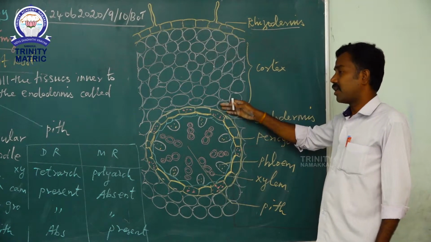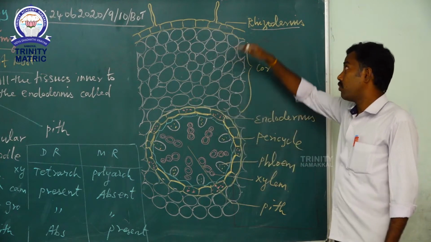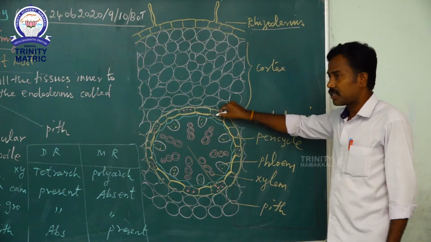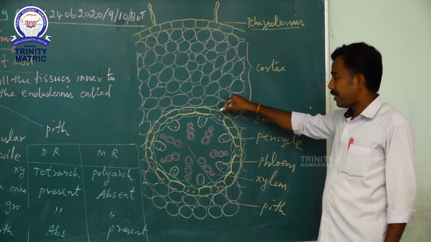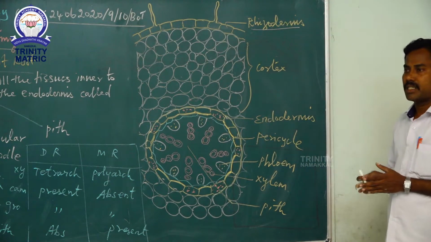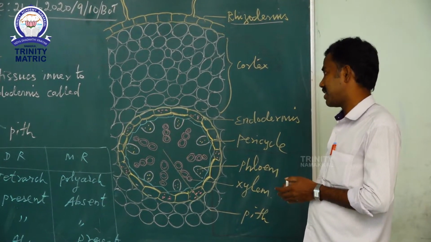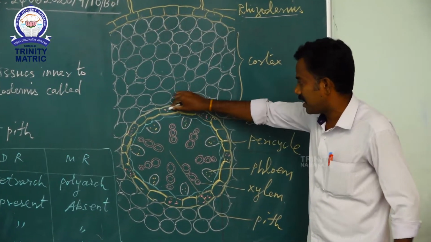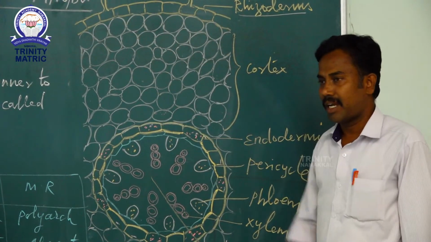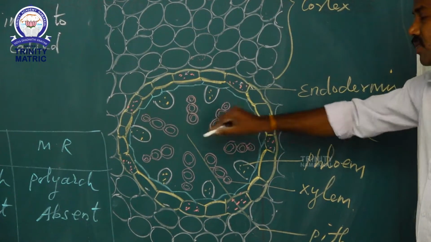The innermost layer of the cortex is called the endodermis, whereas the outermost layer is the rhizodermis. The endodermis is also made up of a single layer of parenchymatous cells without intercellular spaces. Endodermis cells possess two special features, namely passage cells and Casparian strips. The passage cell is seen opposite to the protoxylem element. Its role is to pass water from the cortex to the vascular bundle.